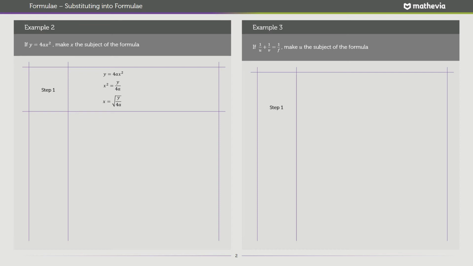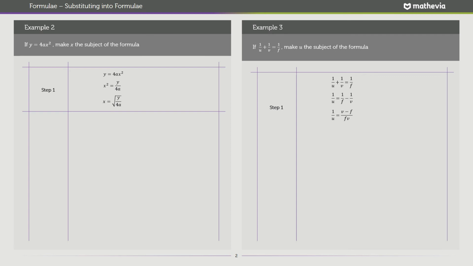So the first thing we're going to do is move 1 over v over to the right. So we have 1 over u equals 1 over f minus 1 over v. Then we're going to solve 1 over f minus 1 over v as though we're working a fraction. So we have the LCM fv, and then we divide fv by f, it gives us v. Divide fv by v, it gives you f, so you have v minus f on the top there.